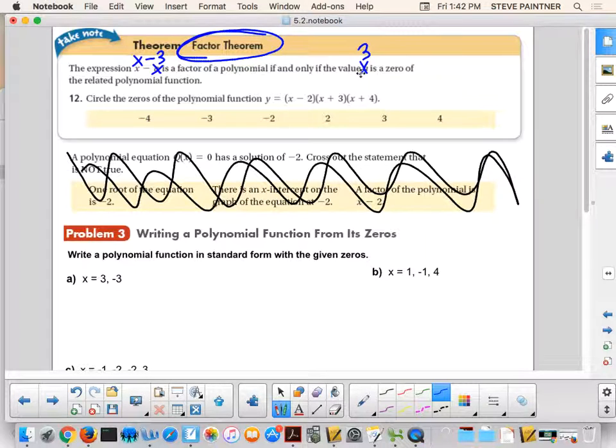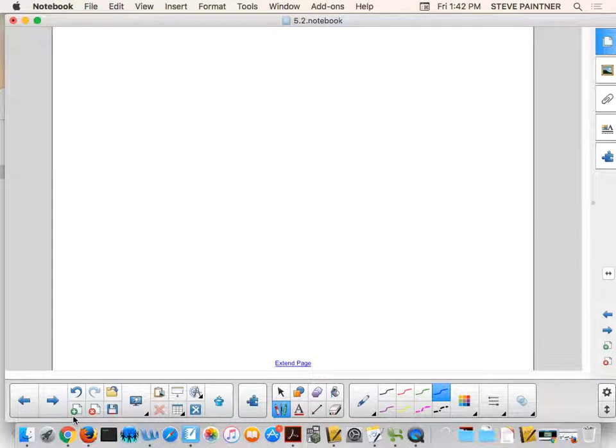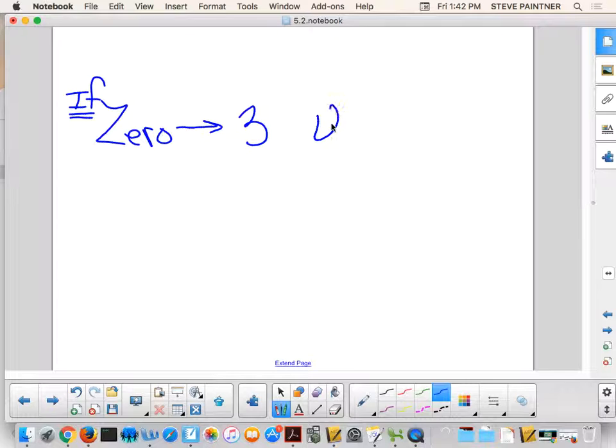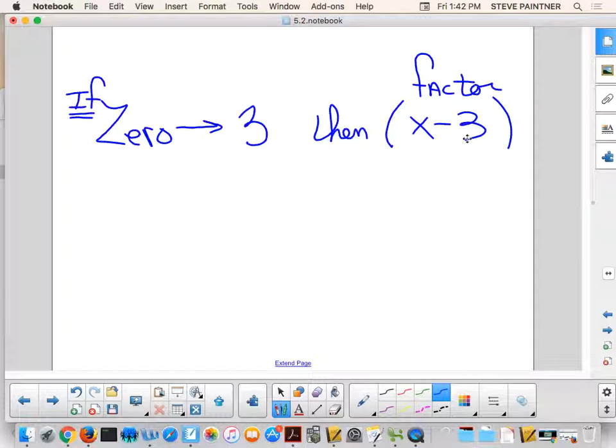So what did they say? Here's what they said to you. If you're given a zero of 3, then where does the 3 come from? It comes from a factor. It would be x minus 3, then? Listen again. This is all they're saying to you. If the zero of your polynomial is 3, then it came from the factor x minus 3, right?